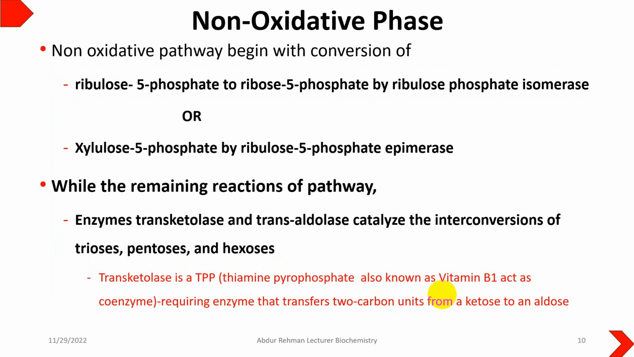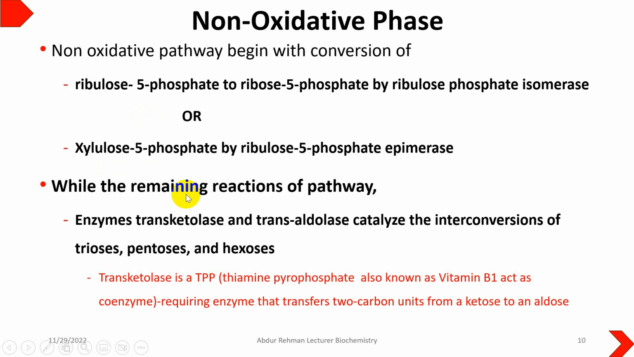Now come to the non-oxidative phase. We have mentioned that the oxidative phase ends at ribulose 5-phosphate, and from here onward the ribulose 5-phosphate comes into the non-oxidative phase. Ribulose 5-phosphate will be converted into ribose 5-phosphate with the help of the ribulose phosphate isomerase enzyme, or alternatively xylulose 5-phosphate will be formed by ribulose phosphate epimerase. So either way, the ribulose phosphate molecule can give you xylulose 5-phosphate, or it can give you ribose 5-phosphate.